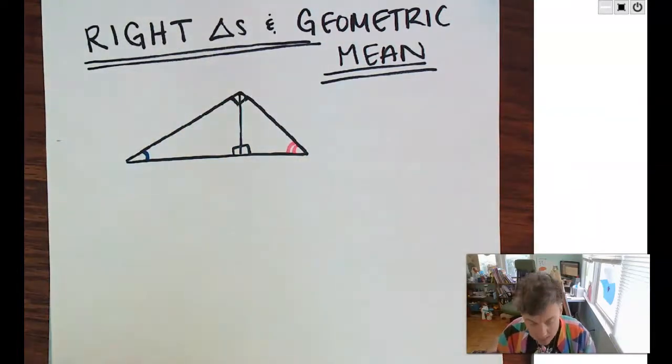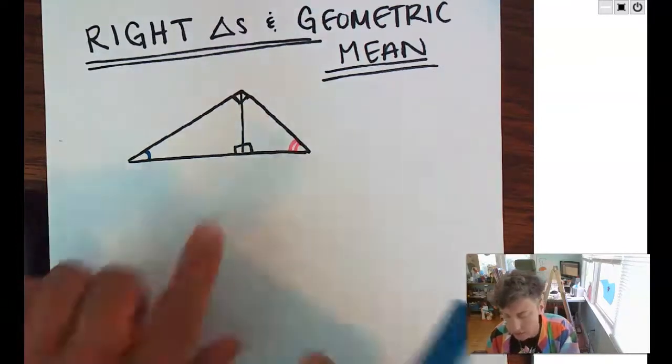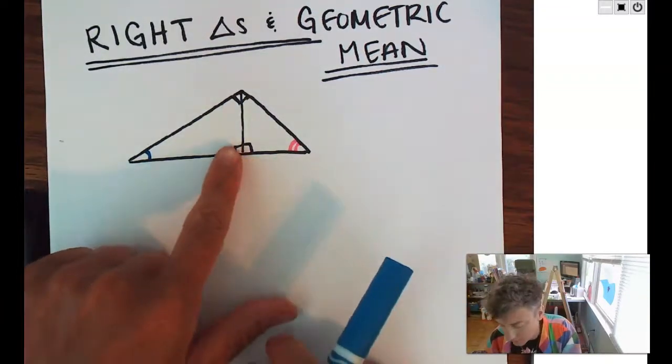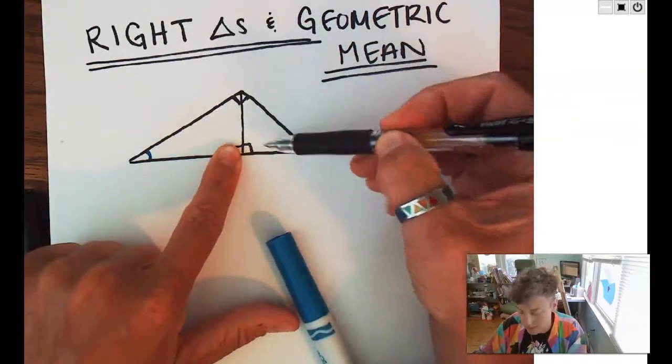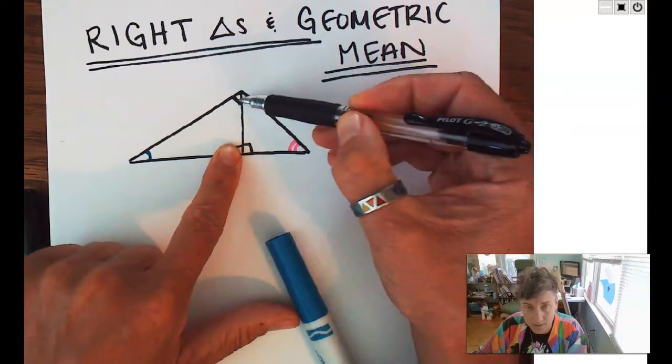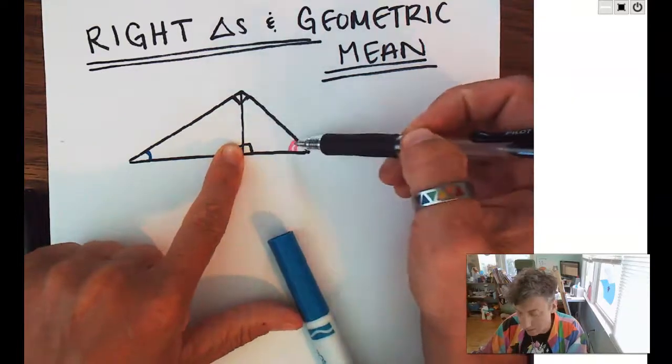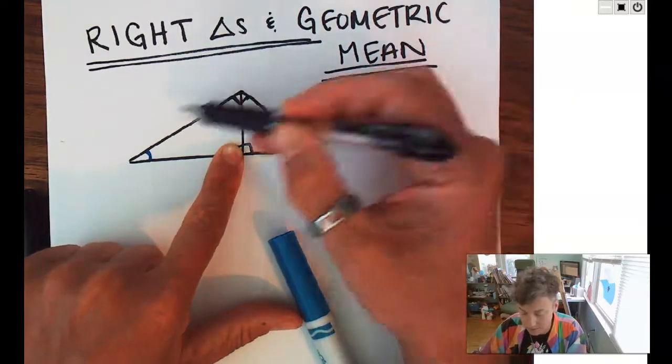How, you say? Well, let's look at this little guy for a second. This little one, we're looking at over here. This little triangle has a right angle, just like the big one did. It has that pink angle, just like that big one did.